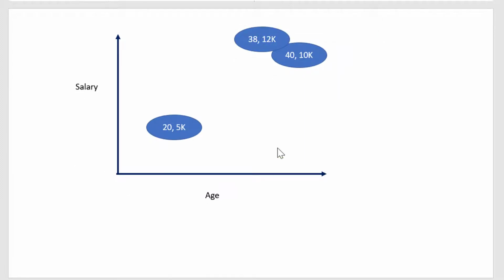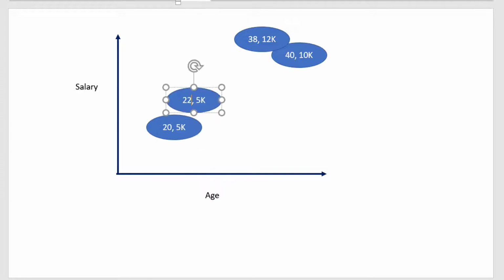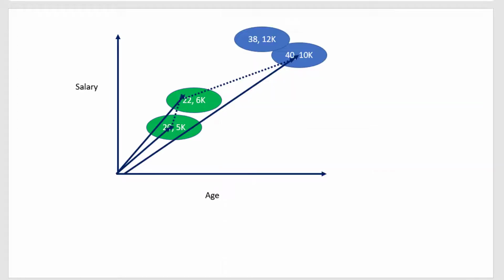Now visually we can see these two data points are somewhat related because the distance between them is less. And let's assume I have another data point, 22 and salary 6k. So these two data points are related, and the other two data points are related, because the distance between them is less. How to find the distance? In any vector I can find the distance. So mathematically I can find the distance between these 2 points, as well as the distance between the point with age 22 and the point with age 40, where it is more.